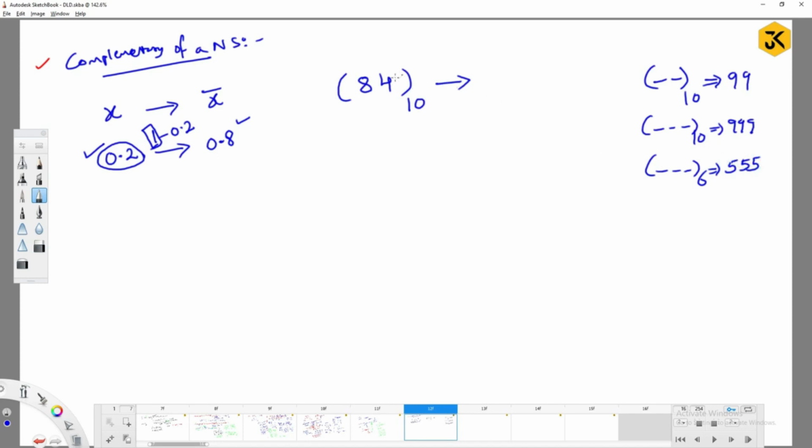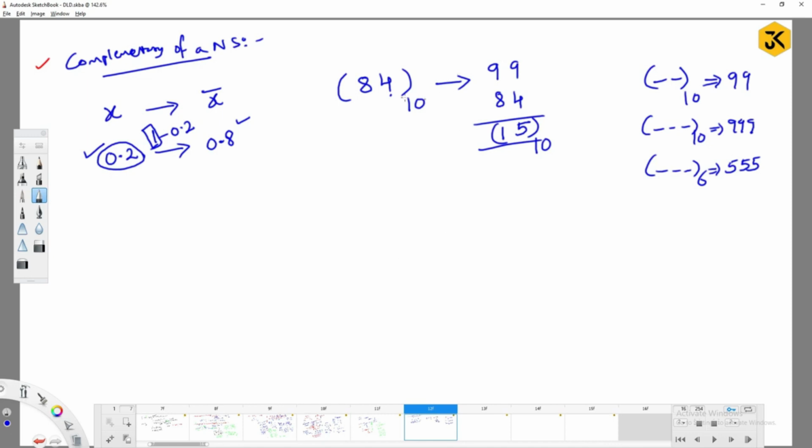So what they are trying to do here in probability and statistics is subtract from the maximum value in order to get the other value, right? Similarly, if I want to get the complement of a particular number, what you have to do? You have to subtract it from the maximum possible value. What is the maximum possible value? 99. From this 99, you have to subtract 84. You will get 15 base 10, which is the 9's complement of 84.